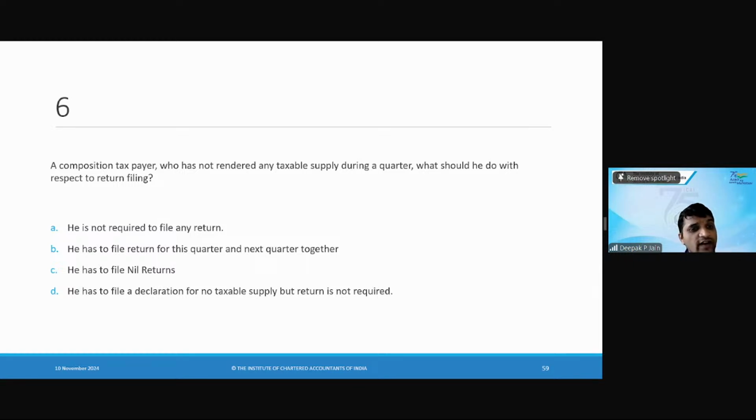If you are saying he has to file return for this quarter and next quarter together, no. The correct answer is there is a concept of nil returns, saying that even if you don't have any transactions, you have to file nil returns. So the correct answer is C. Except one or two, I think everybody has given the correct answer. There is no option to file a declaration as such. You have to only file returns, and the return should be nil returns.